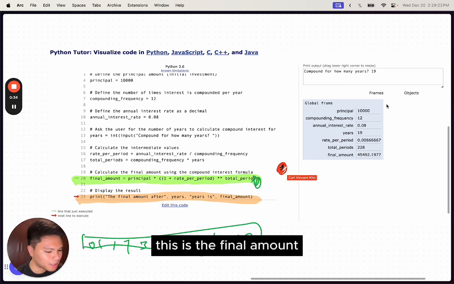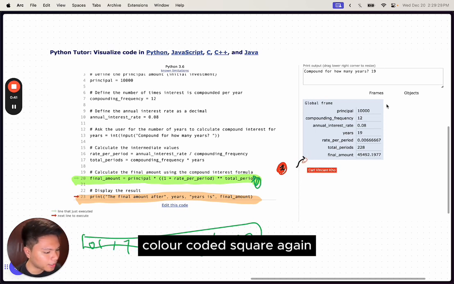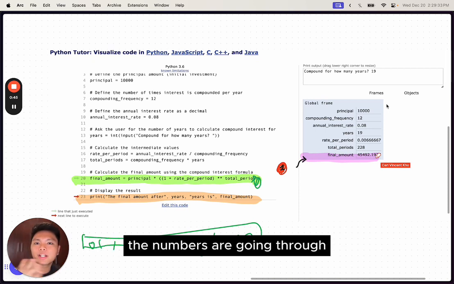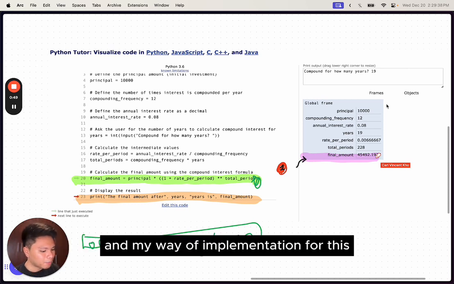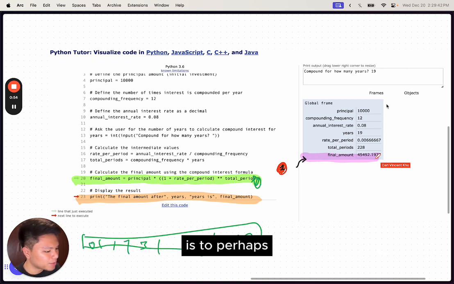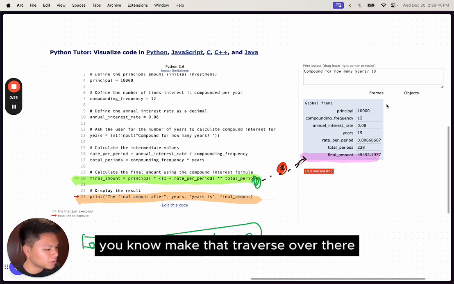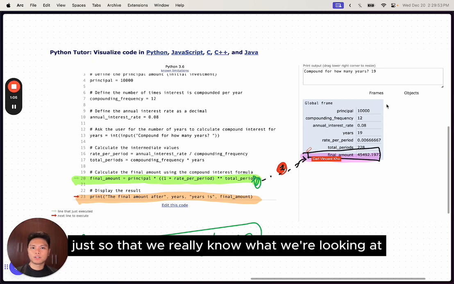This is the final amount, for example, and then it would just go into this color-coded square again, just so that we could really know where the numbers are going through and which variables they're going to be stored under. And my way of implementation for this, as somebody who still likes motion design a lot, is to perhaps use CSS animations to make that traverse over there, and as soon as that arrives, change the color of this specific rectangle, just so that we really know what we're looking at.